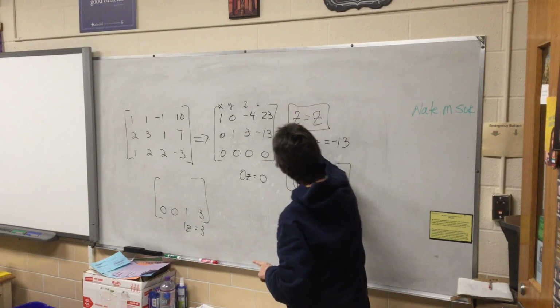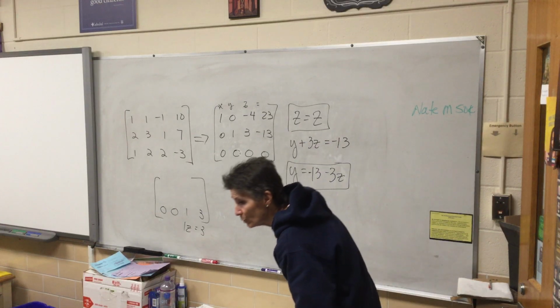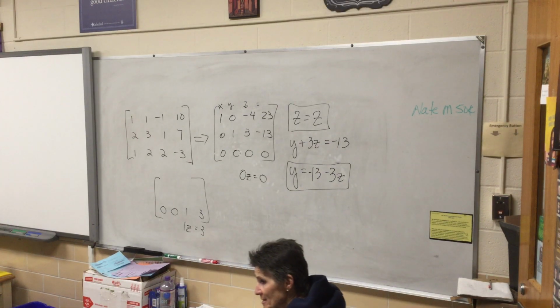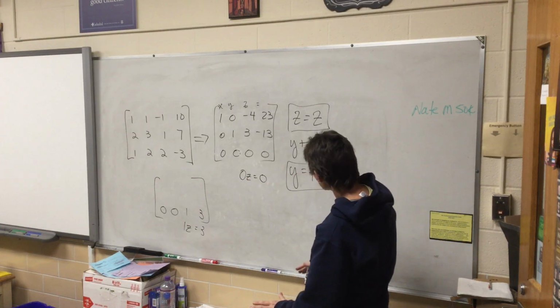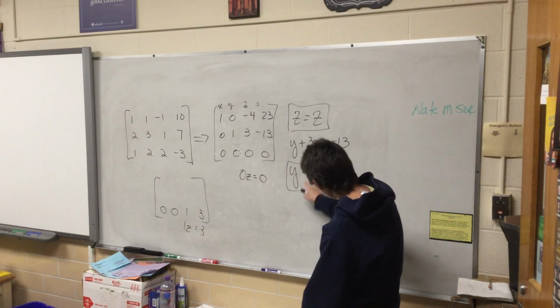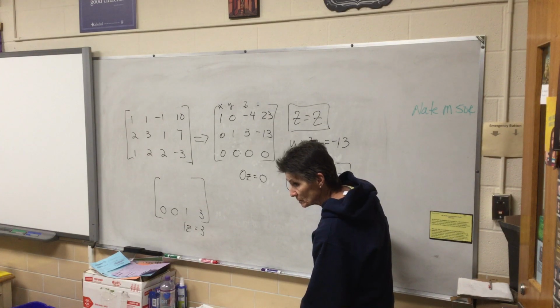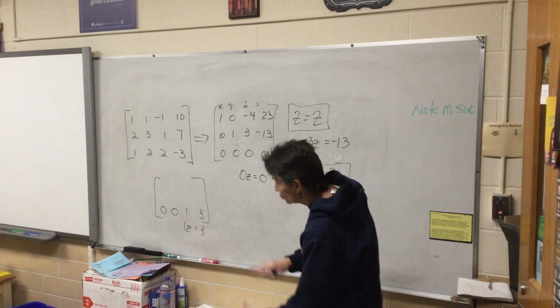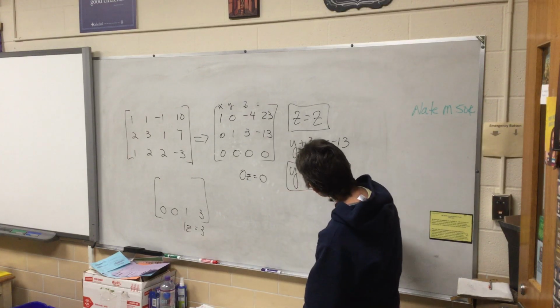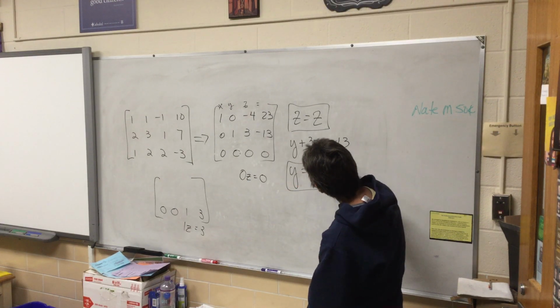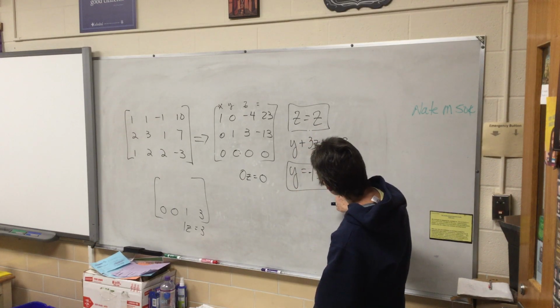Now, that is the best I can do because I don't know what z is. If I knew that z was 6, then I could find a y value. But that y value would be different if z were 4. So I can't do anything except write it this way. All right, so z is z. y is negative 13 minus 3z.